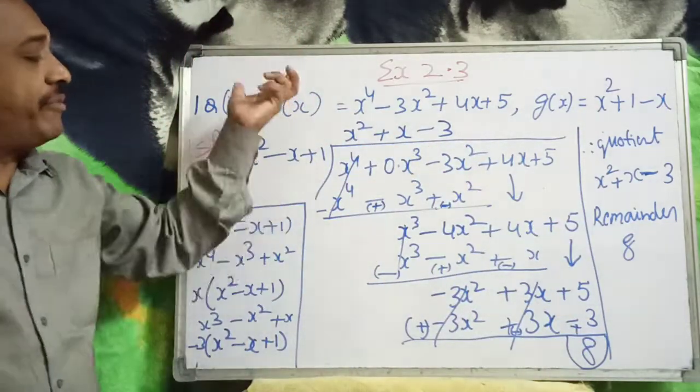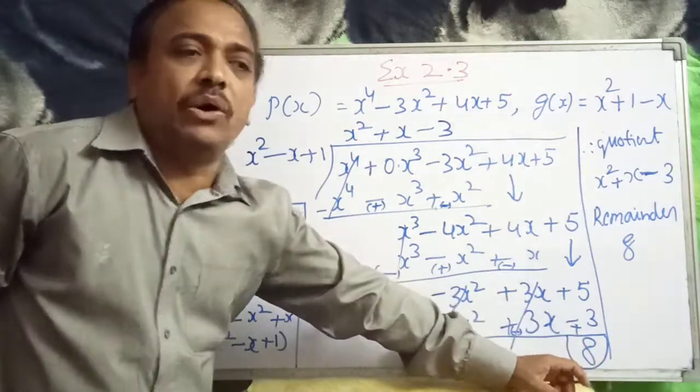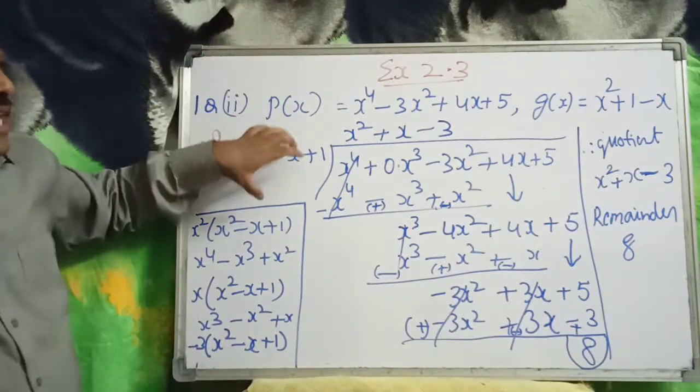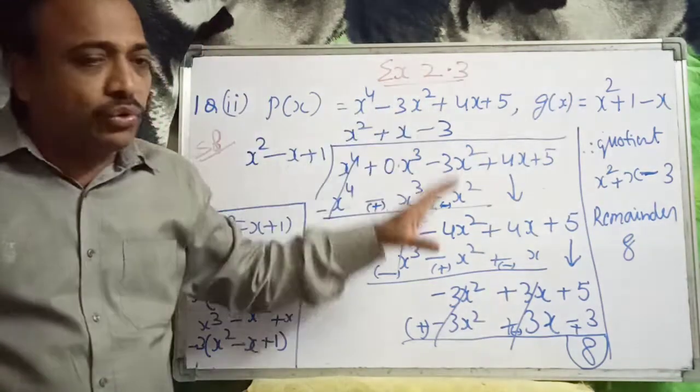Suppose while dividing, if you obtain the remainder 0, then the divisor will be a factor. I hope you understood how to do the division.